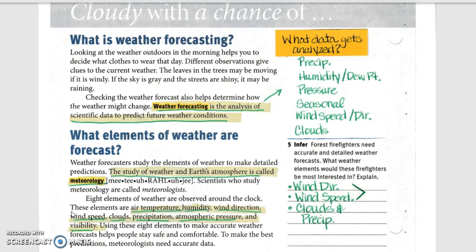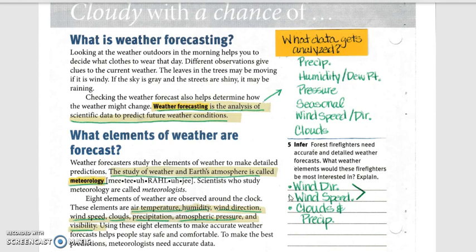All right. Elements of weather that are observed so that we can analyze them and make predictions about weather: air temperature, humidity, wind direction, wind speed, clouds, precipitation, atmospheric pressure, and visibility. How easy it is to see through the air, basically. Okay?